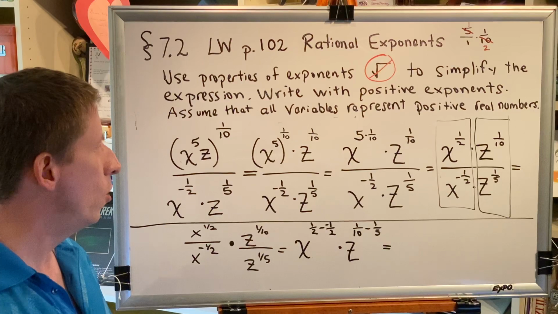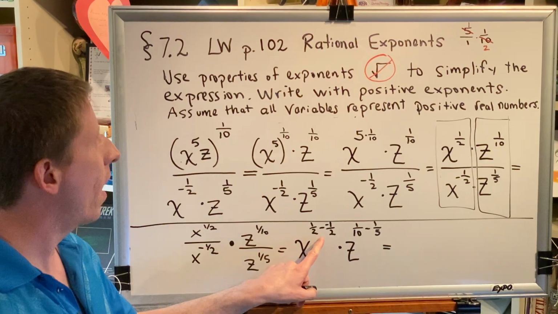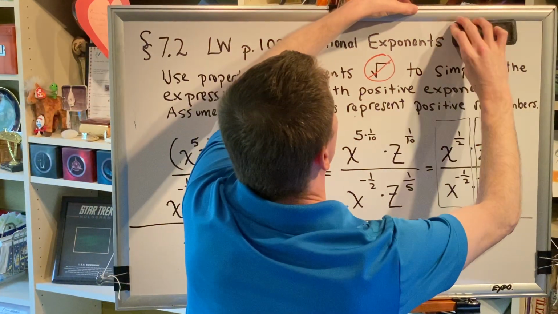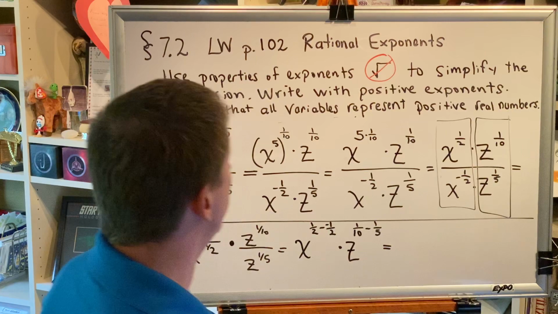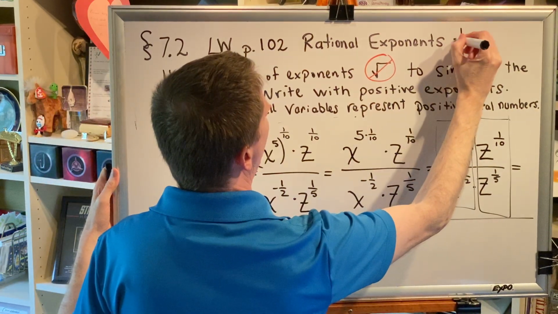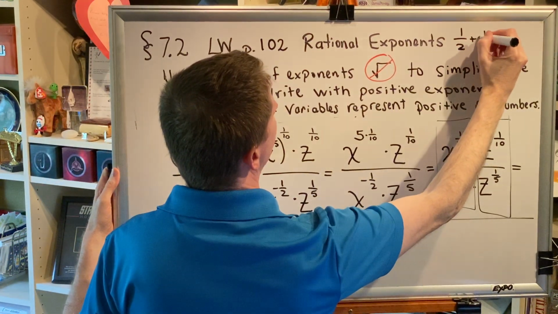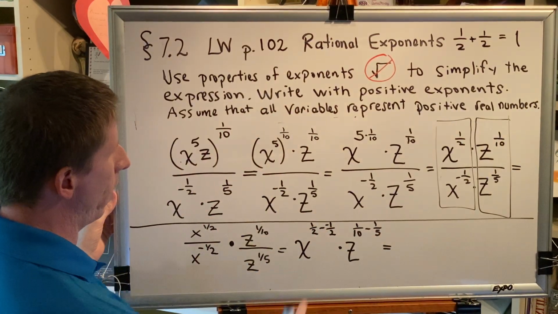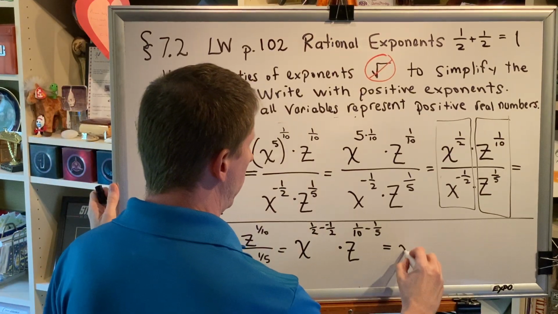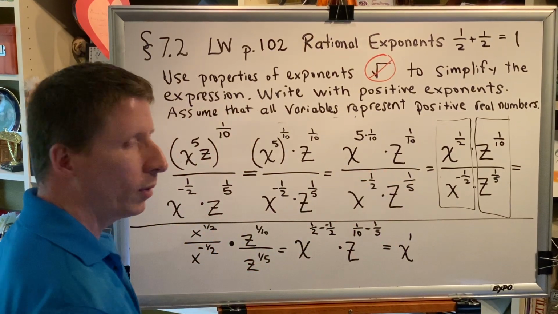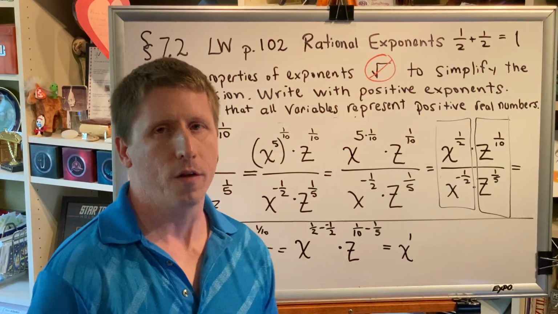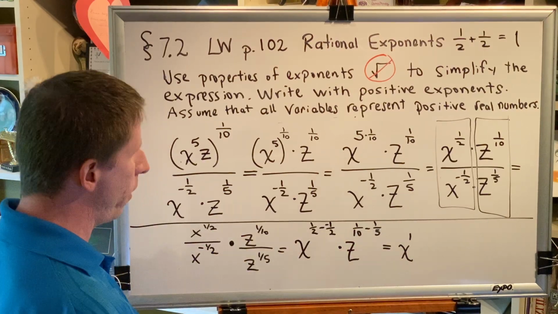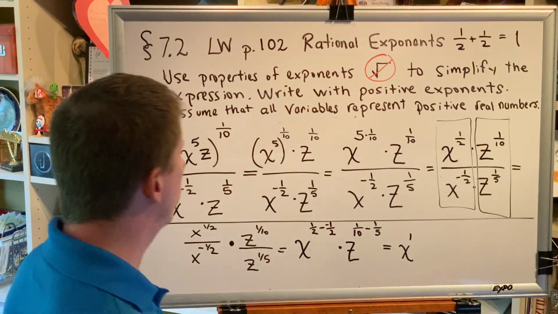Okay, let's continue our simplifying by working with these fractions. What is 1/2 minus negative 1/2? Well, we know that subtracting a negative is the same as adding, so this must be the same as a half plus a positive half, and a half plus a half makes a whole, or simply the number 1. So this is x to the 1st power. Normally we wouldn't write an exponent of 1, but this is not our final answer, so we'll write it there for now.